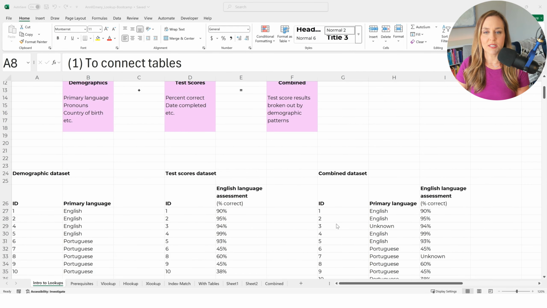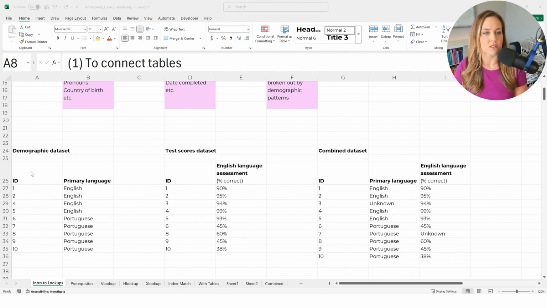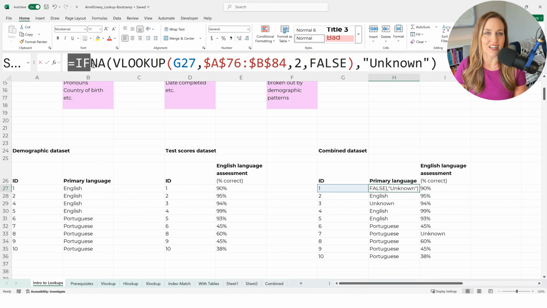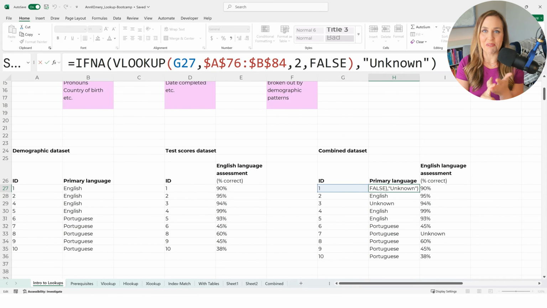Let's pretend that the data sets look like this. The demographic data set might have tons of variables. One of them would be primary language. And then over here, we've got test scores with the English language assessment scores. That's what lookups do. They help us combine everything. They're not easy. That's why we have a whole entire course about them. Look at all this jargon, and every single comma, dollar sign, parenthesis, everything has to be in the exact right spot. Otherwise, it doesn't work.